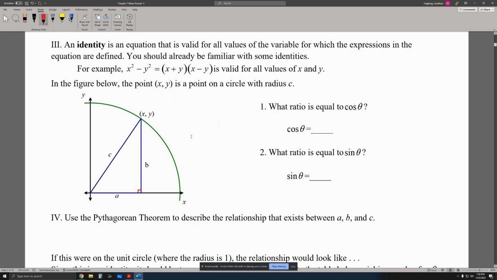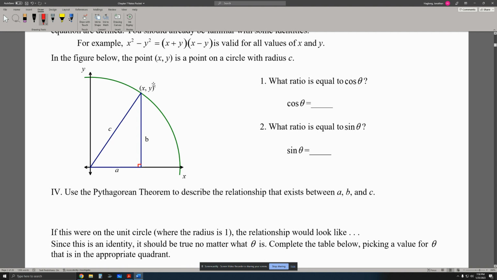In this figure below, when we talk about the unit circle, well, actually before the unit circle, say this is some point on a circle with radius c, we can define this triangle by dropping a perpendicular to the x-axis, and we get a vertical component b and a horizontal component a. Therefore, the cosine, that trigonometric ratio, is equal to the adjacent over the hypotenuse. Remember SOHCAHTOA. So the adjacent side is a, the hypotenuse is c, so the ratio is a over c. Likewise for sine, we have opposite over hypotenuse, or b over c.